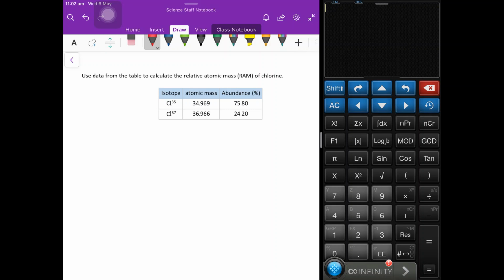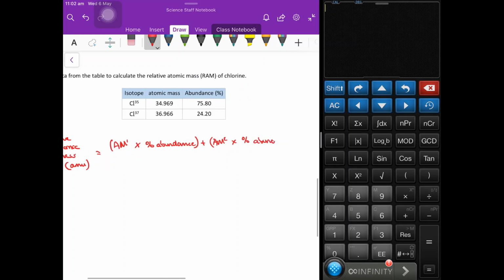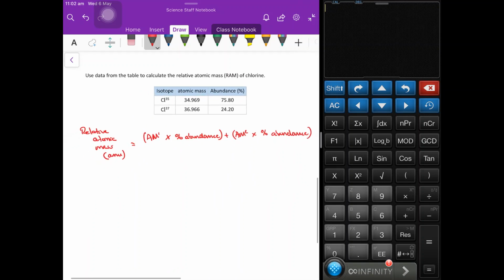So the equation for calculating relative atomic mass is: relative atomic mass, in AMU, is equal to the atomic mass of isotope 1 multiplied by its percentage abundance, plus the atomic mass of isotope number 2 multiplied by its percentage abundance. All of that is then divided by 100.